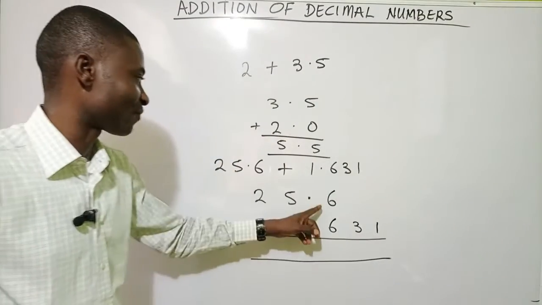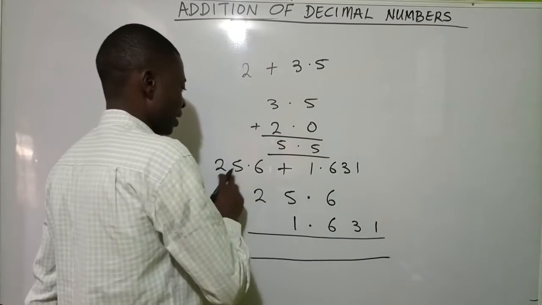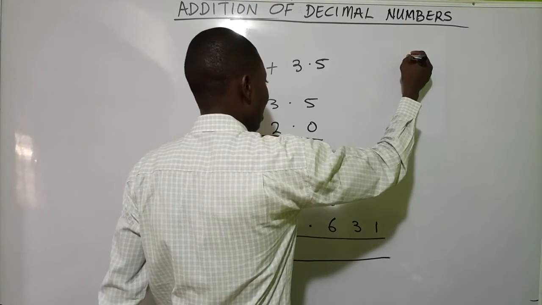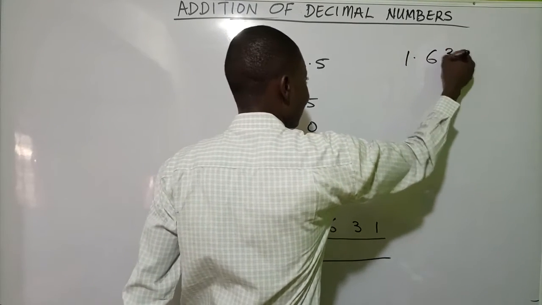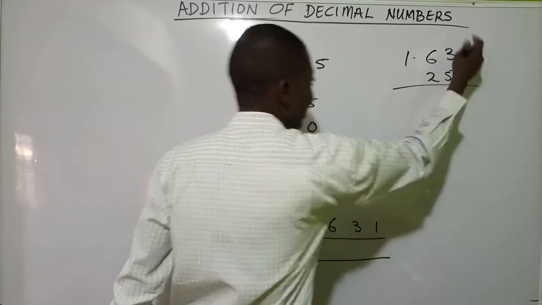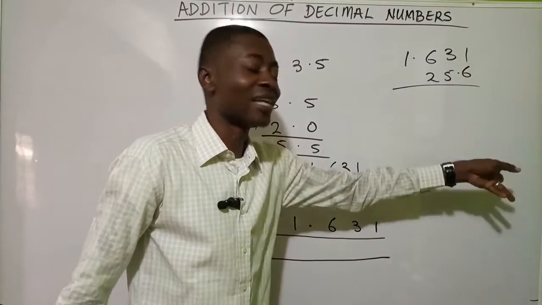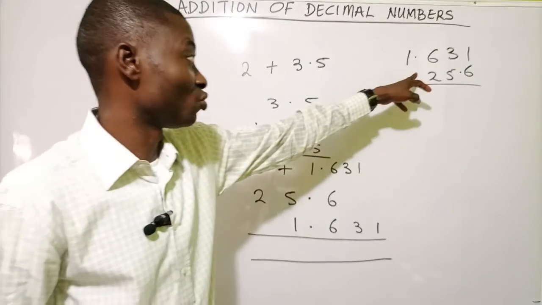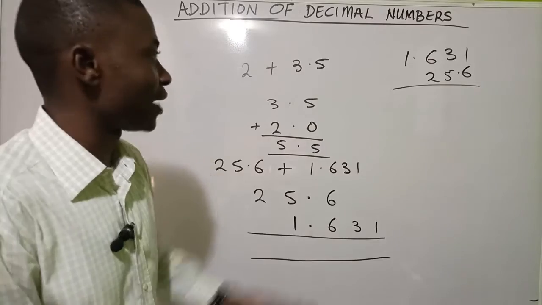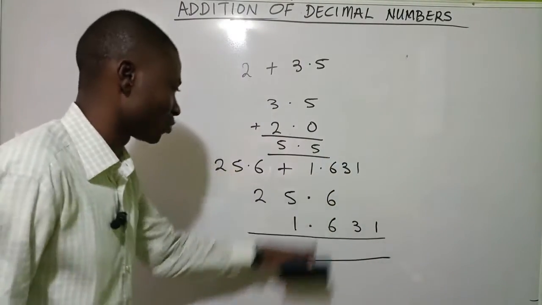So please watch out for this. Someone cannot just come and say 25.6 plus 1.631, and then start to arrange it as 1.631 plus 25.6 because they want to obey the rule of units under units, tens under tens, and the rest. When you do this, you're going to fail the question. Your decimal point must be on a straight line. Your decimal point must be on a straight line.